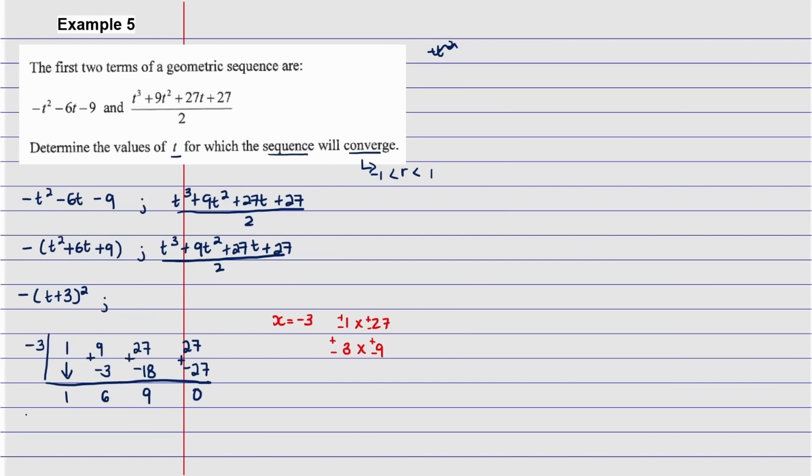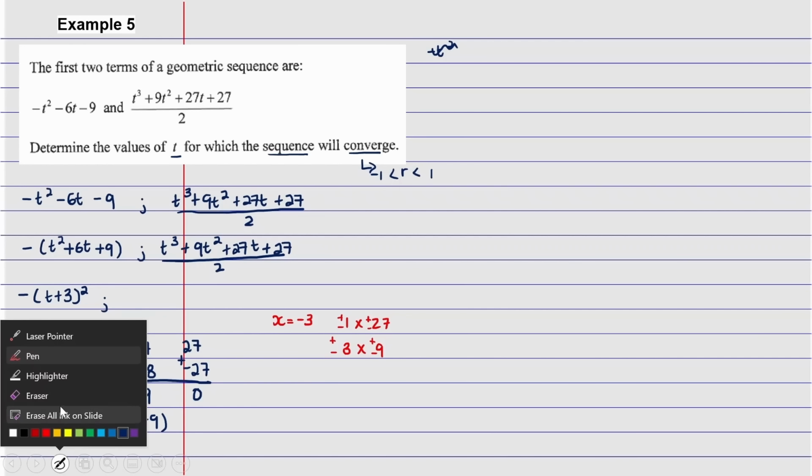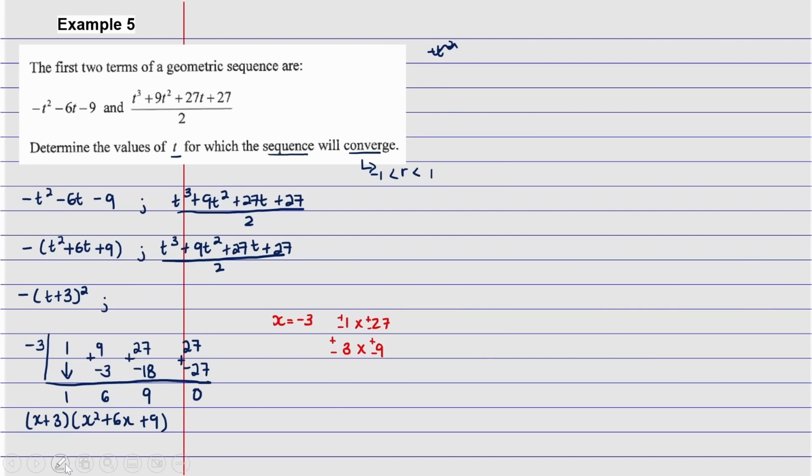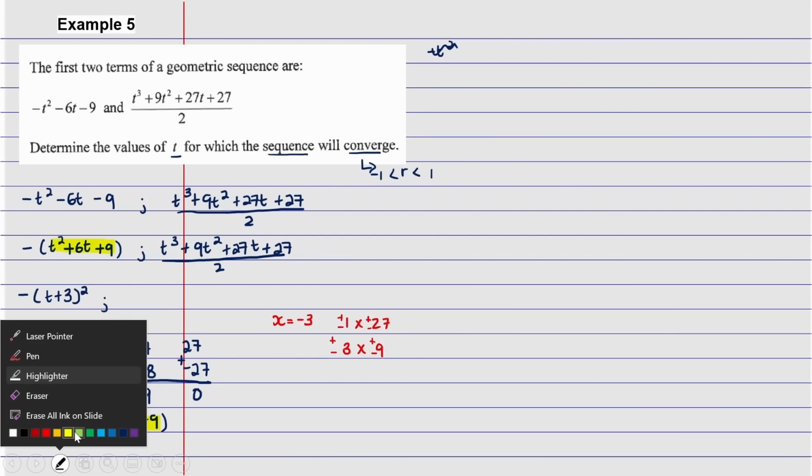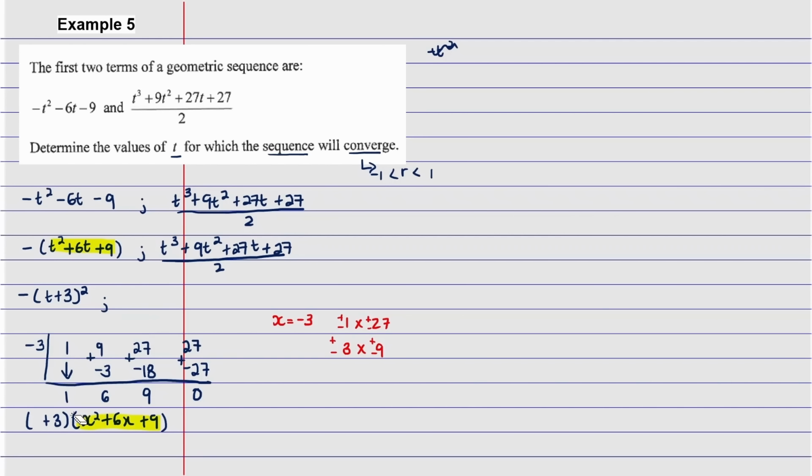So now when this thing is factorized, it's going to be x plus 3, then x squared plus 6x plus 9. Do you see something here? Let me take my highlighter. Do you see that I wrote it in terms of x and it's t? Let me fix that now.